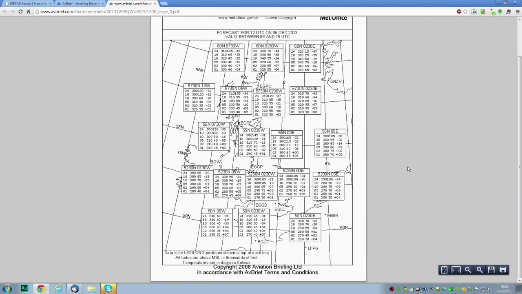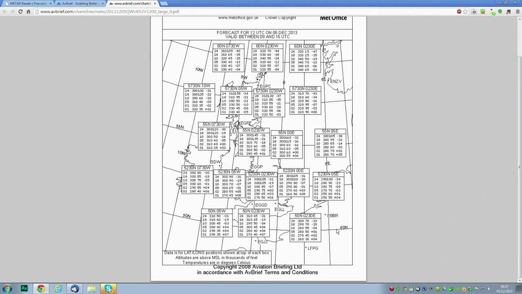What it does is it shows you the wind direction and speed and temperatures for various points on the map. So the point on the map is shown at the top of each box. So this is the map. It relates to 50 north and 02 degrees 30 minutes east.